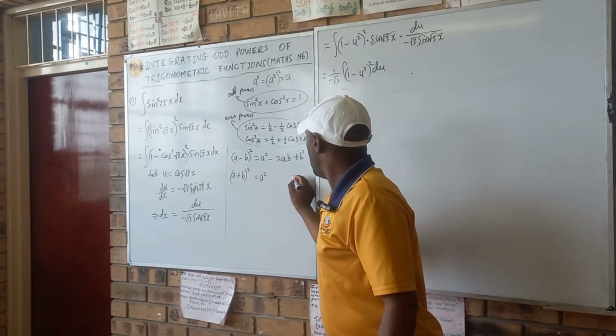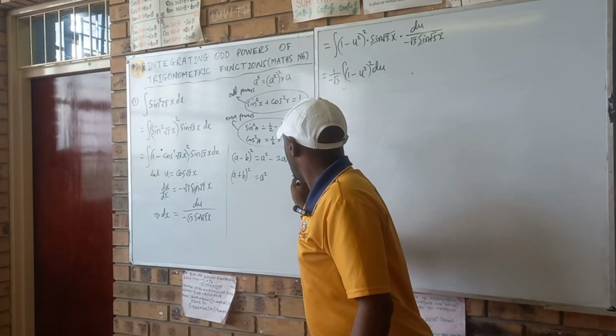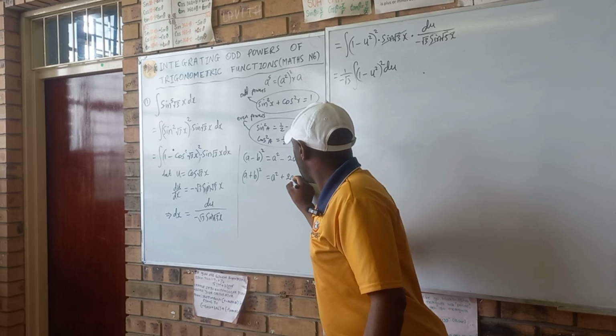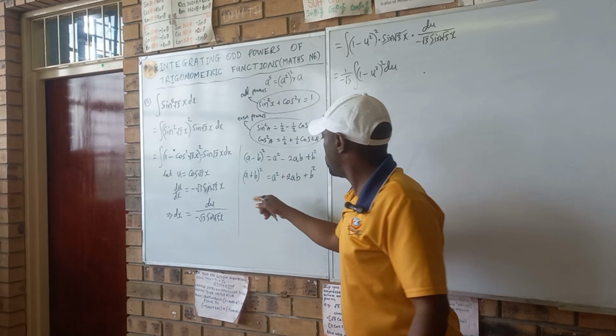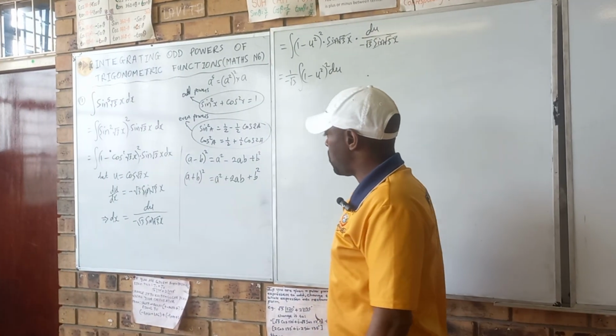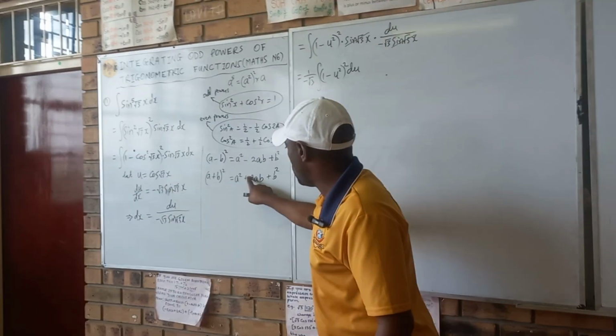If you square b, you get b squared. Then in the middle, I'll get 2 times a times b. So this one works all the time. As long as you've got 2 terms, and the power is 2, that's the fastest way we expect any students to expand.